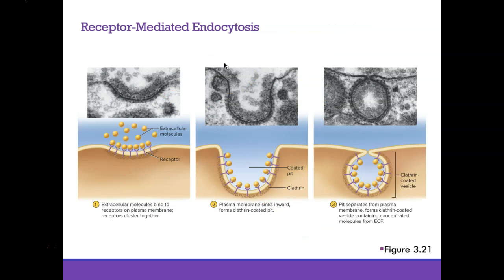In receptor-mediated endocytosis, there are some receptors that wait for their special molecule to bind to them. Once all the receptors bind to their molecules, they cluster together and invaginate. They form a pit, a coated pit. That then forms a vesicle, and the pit separates from the plasma membrane, and then all of these molecules can be delivered inside of the cell.